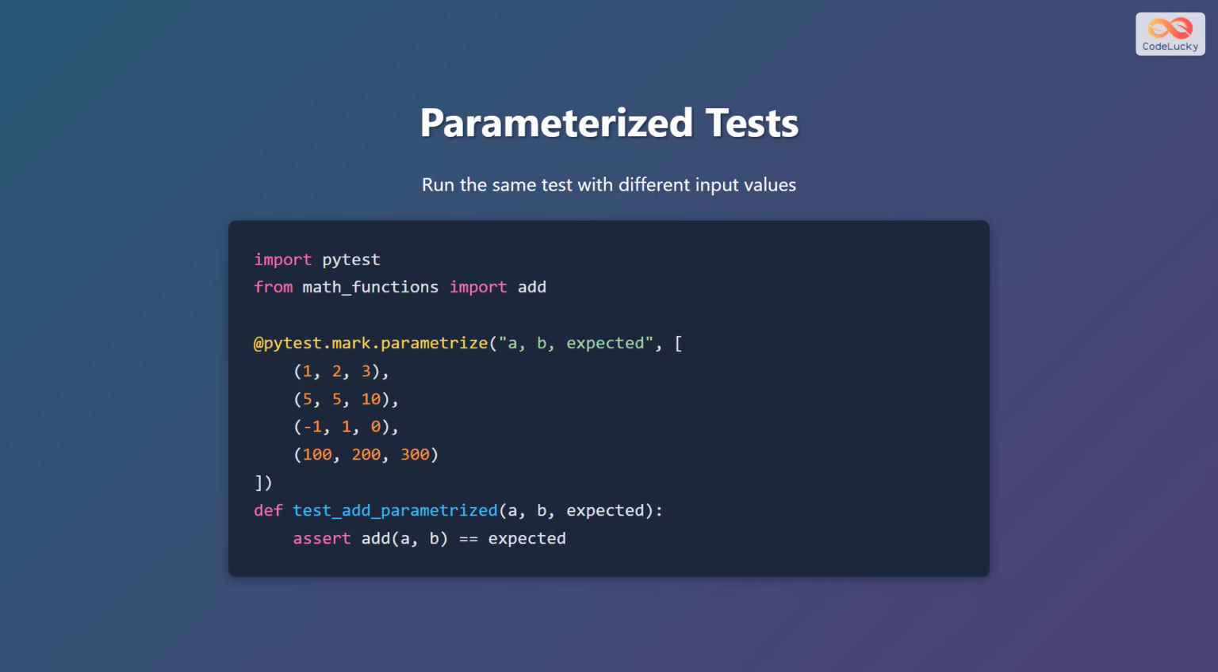Then we define the test function test_add_parameterized, which takes a, b, and expected as arguments. Inside the test function, we assert that the result of add(a, b) is equal to the expected value.